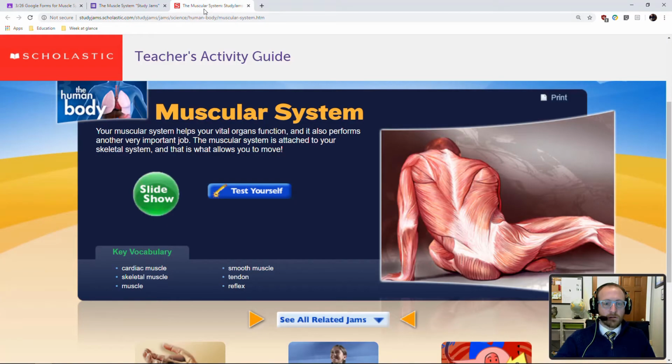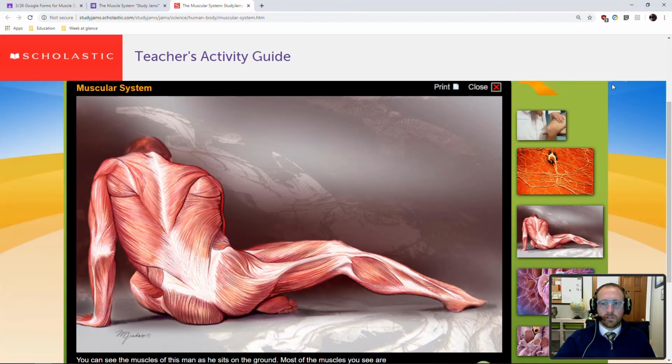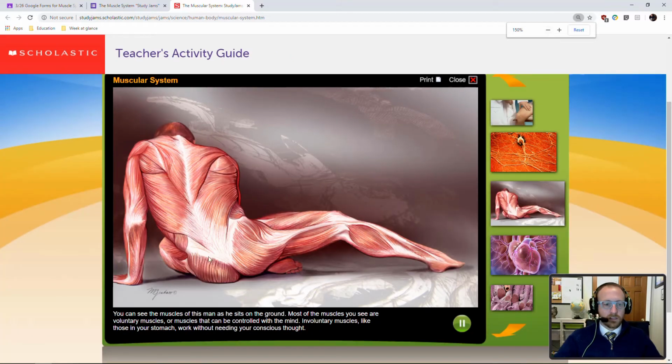Okay, I go over here to my Scholastic Study Jam. There's my vocabulary. There's a little test, but I'm going to do the slideshow. Okay, easy with that zoom. You're way too close. Alright, there's a picture of someone who's lost his skin in a horrifying accident.